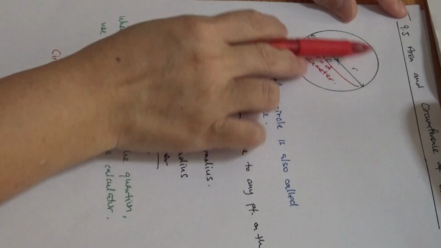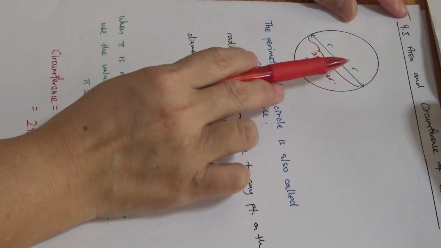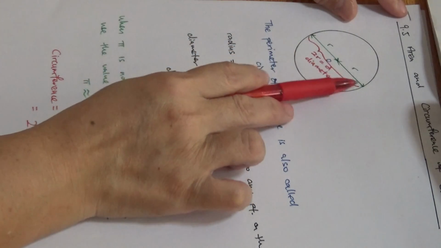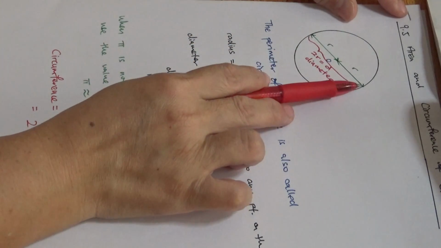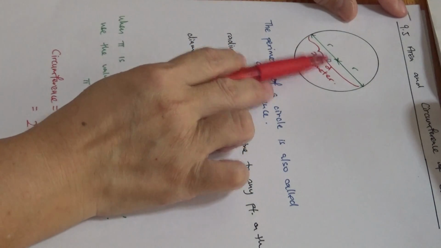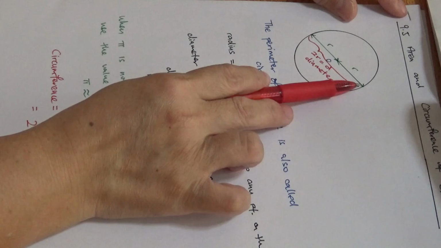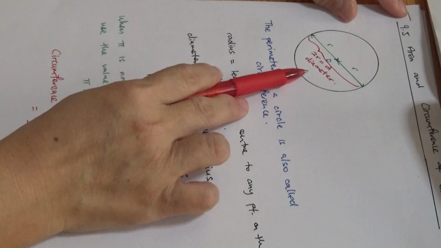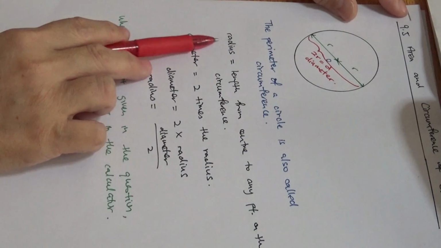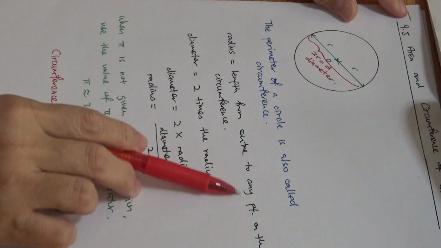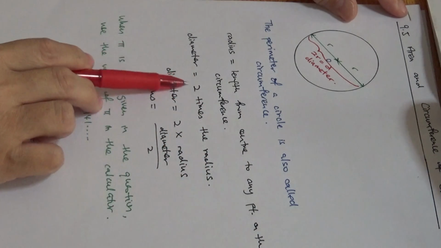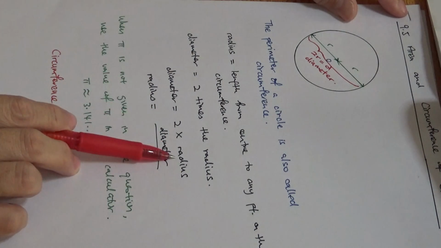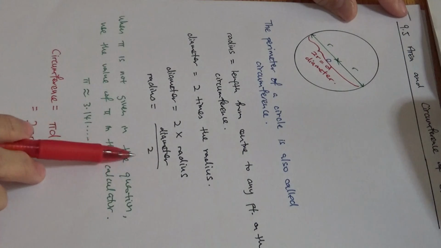Now note that for a circle, the radius is the length from the center to the circumference, and the diameter is this whole line, from the circumference to the circumference, and it must pass through the center of the circle. So this is the diameter. Note that the diameter is actually the radius times 2. 2 times the radius will become the diameter. So radius is the length from the center to any point on the circumference, and diameter is 2 times the radius. Therefore, diameter is 2 times radius, whereas radius is diameter divided by 2.